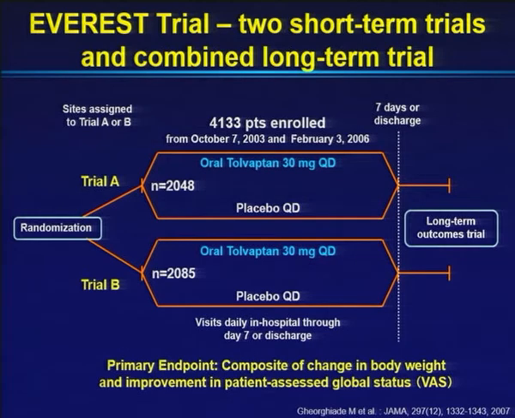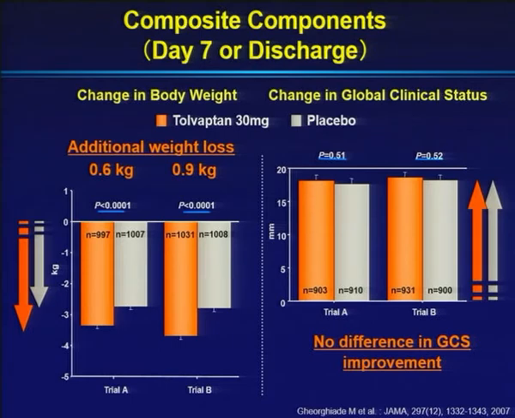The primary endpoint is the composite of change of body weight and improvement in the patient-assessed global clinical status. Look at this. This is the additional weight loss on top of furosemide. So 0.6 kilogram and 0.9 kilogram, in trial A and B, is reduced. That means the body weight is reduced. However, the patient-assessed global clinical status doesn't change.